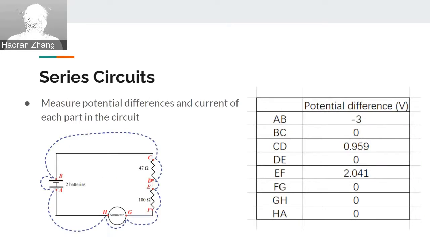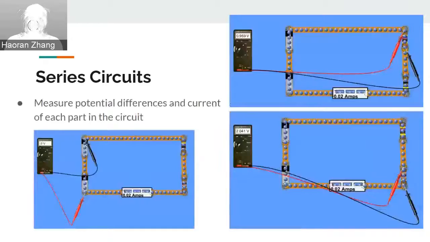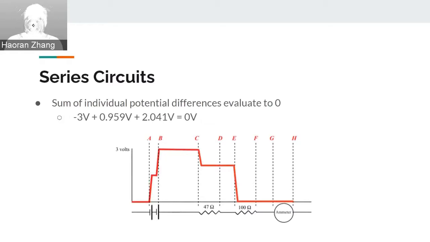Next, we measure the potential differences of each part in the circuit. Note that only the potential differences around the batteries and resistors are non-zero, while the potential differences of all other parts, including the wires and ammeters, are zero. These are the results from the experiments, and the readings were recorded into the table in the previous slide. Applying the loop rule, the sum of individual potential differences for a round trip around the circuit should be zero. Our measured differences verify that, as shown in the slide.